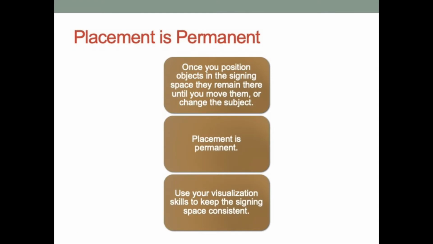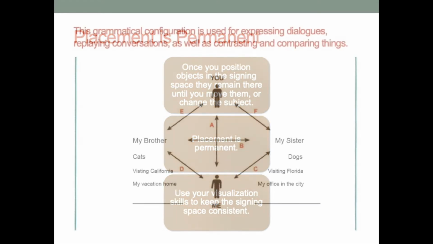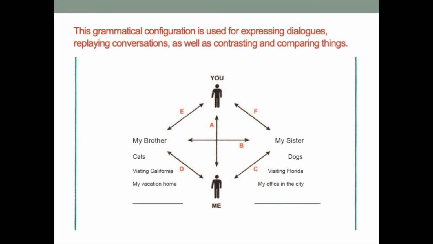Once you place an object in the signing space, its position is permanent. It remains there until you move it or change the subject. Use your visualization skills to keep the signing space consistent. Avoid flipping the board orientation or randomly changing the position of concepts you've already set up. You've already learned how to use the right-left configuration of the signing space to contrast and compare, or to relay dialogues. Now let's practice moving around inside of the signing space.